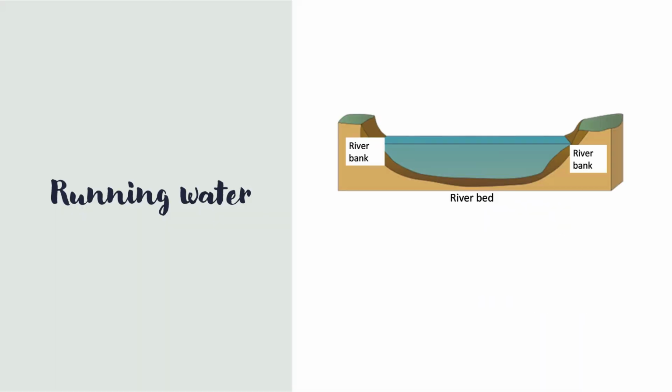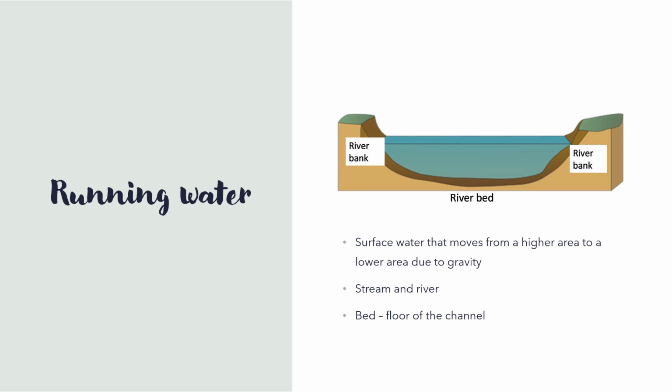Next, we have running water. Surface water that moves from higher area to lower area due to gravity is referred to as running water. And the flow in channels may be described as stream and river. So, the floor of the channel is called the bed, and the sides of the channel are called the banks.